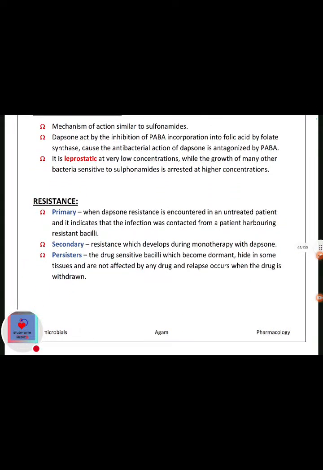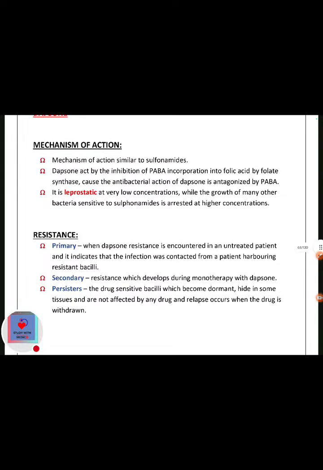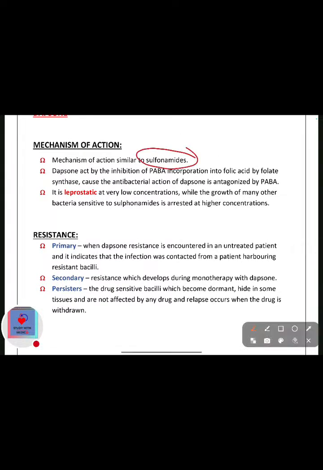What is the mechanism of action of sulfonamides? What are the drugs in the class of sulfonamides?